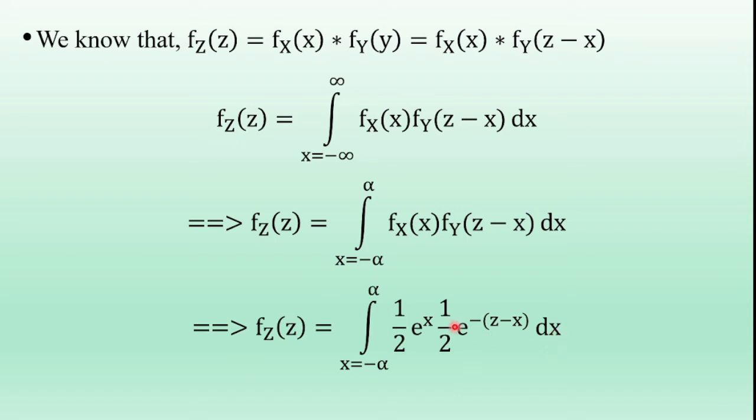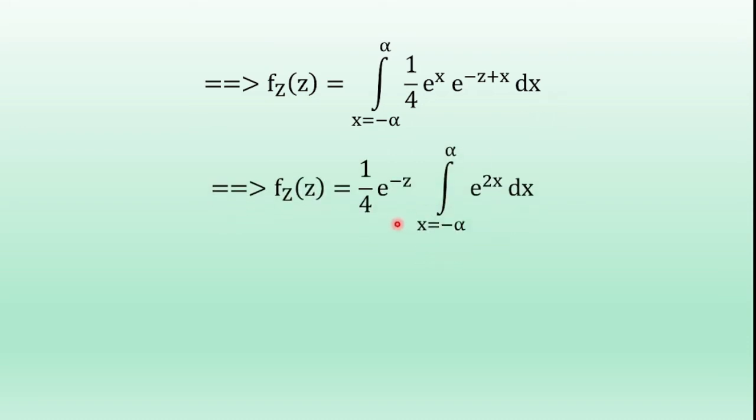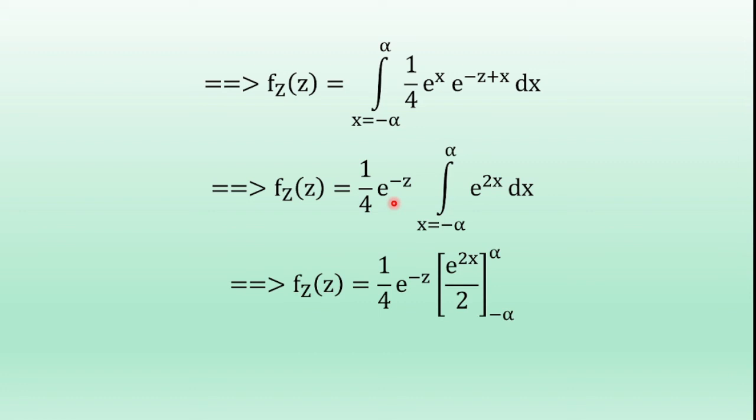So that is equal to 1 by 2 into 1 by 2, 1 by 4. This exponential term is written as e power minus z into e power x into e power x, dx. Now integrating with respect to x, e power minus z is constant, so that is written before the integration. So fz of z is equal to 1 by 4 e power minus z integral from minus alpha to alpha of e power 2x dx. The integration of e power 2x is e power 2x by 2 over minus alpha to alpha.